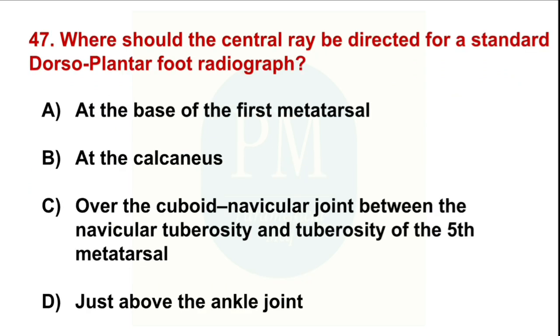Where should the central ray be directed for a standard dorsoplantar foot radiograph? Option A, at the base of the first metatarsal. Option B, at the calcaneus. Option C, over the cuboid navicular joint between the navicular tuberosity and tuberosity of the fifth metatarsal. Option D, just above the ankle joint. The correct option is option C, over the cuboid navicular joint between the navicular tuberosity and tuberosity of the fifth metatarsal.